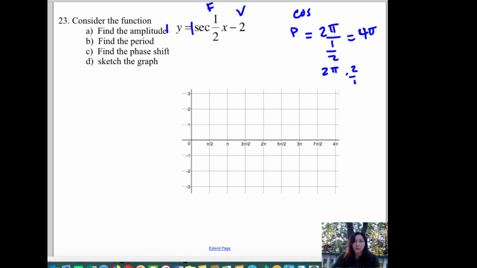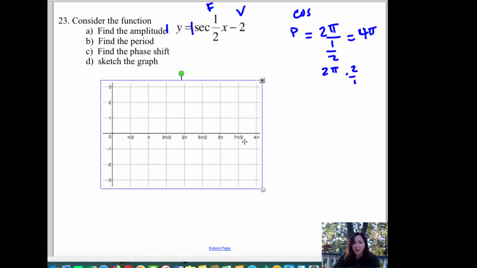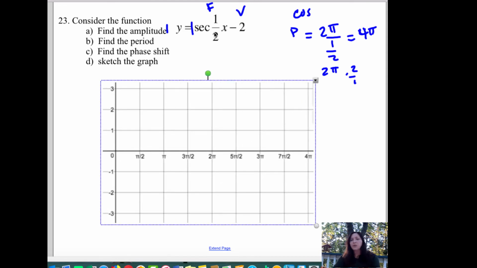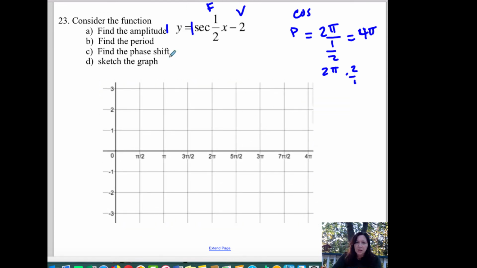So the way you graph a secant wave is you pretend that it's a cosine graph until the very end. So a cosine graph starts high and ends high. Halfway in between it has a low point. So this is my parent graph of my cosine function.